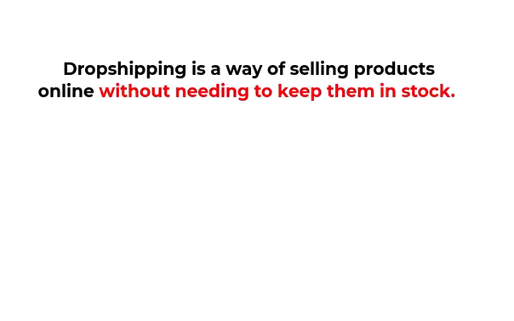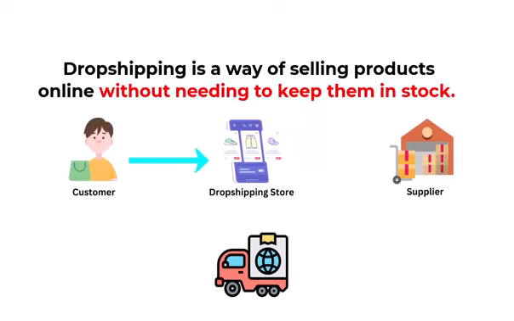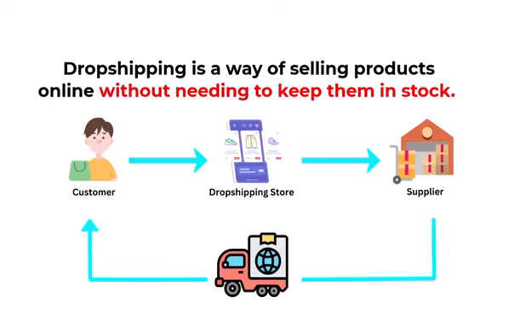Dropshipping is a way of selling products online without needing to keep them in stock. The concept is very simple. When a customer purchases a product from your dropshipping store, you forward it to the supplier, who ships the product straight to the customer. You act here as a middleman between the customer and the supplier. This process is done automatically, and we will cover it step by step in this tutorial.